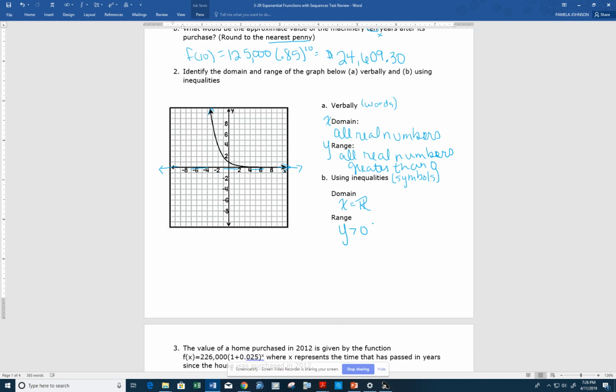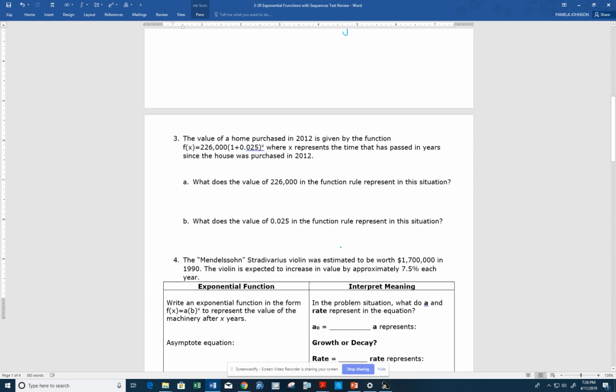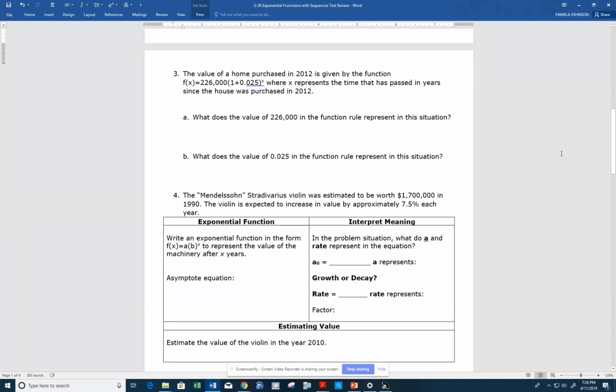Let's look at number 3. The value of a home purchased in 2012 is given by the function f of x equals $226,000 times 1.025 to the x power, where x represents the time that has passed in years since the house was purchased in 2012. And it's asking, what does the value of 226,000 in the function rule represent in this situation?